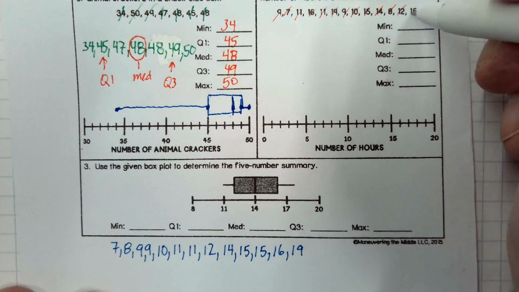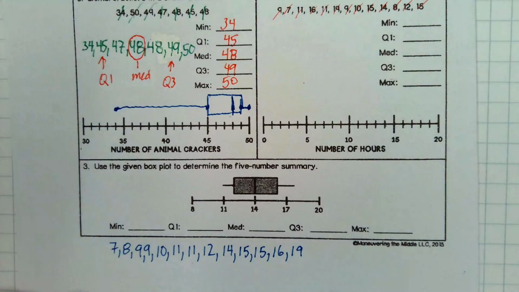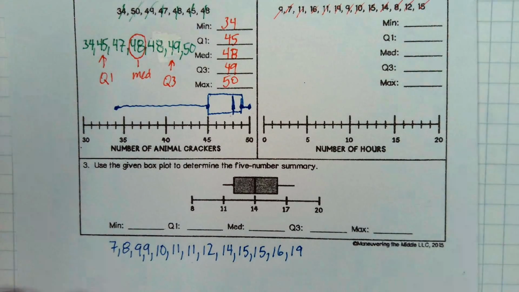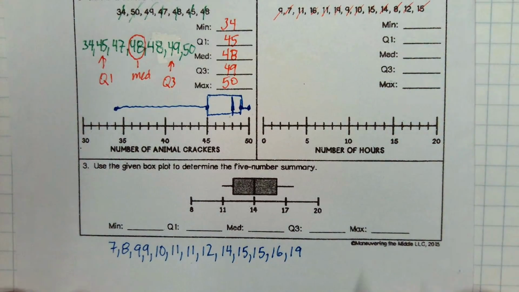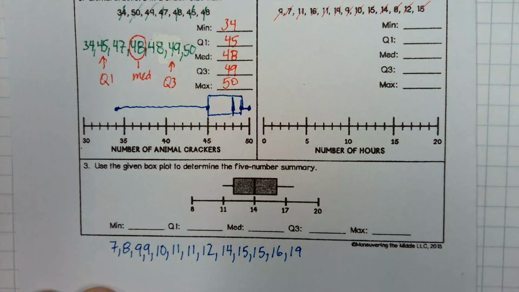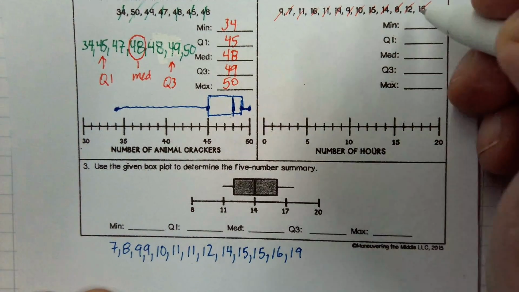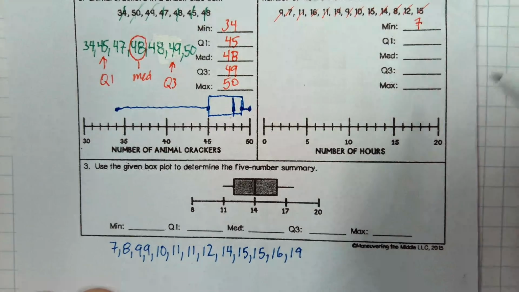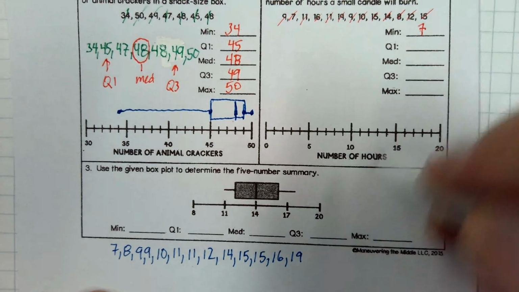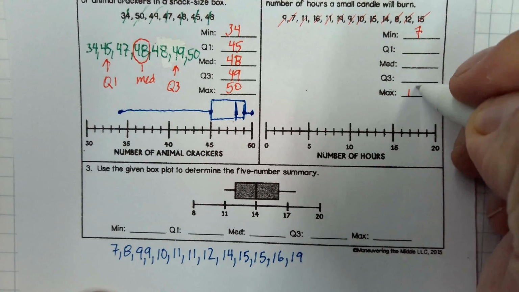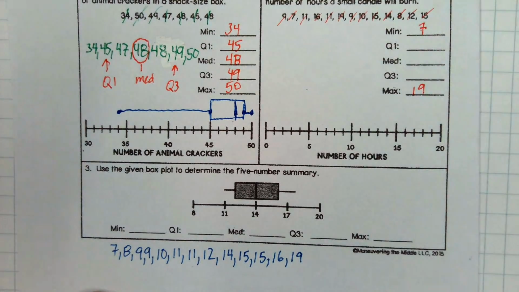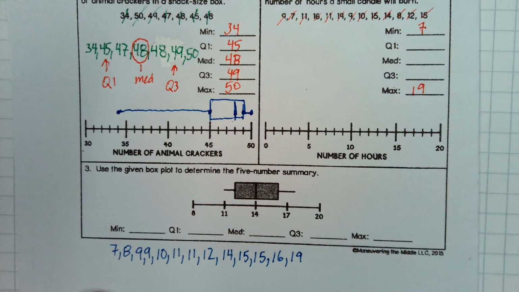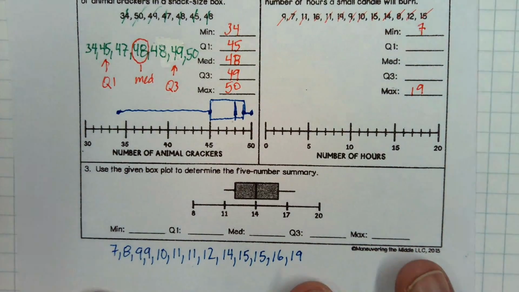10, 11, 12, 13. Yep, got them all. All right. So let's write down our numbers. What's the minimum? A 7. And the maximum's always easy to find. It's at the very end on the other end. 19. Okay. So that means our range was 19 minus 7. It was 12. It was a 12-hour range between how long the candles would last.